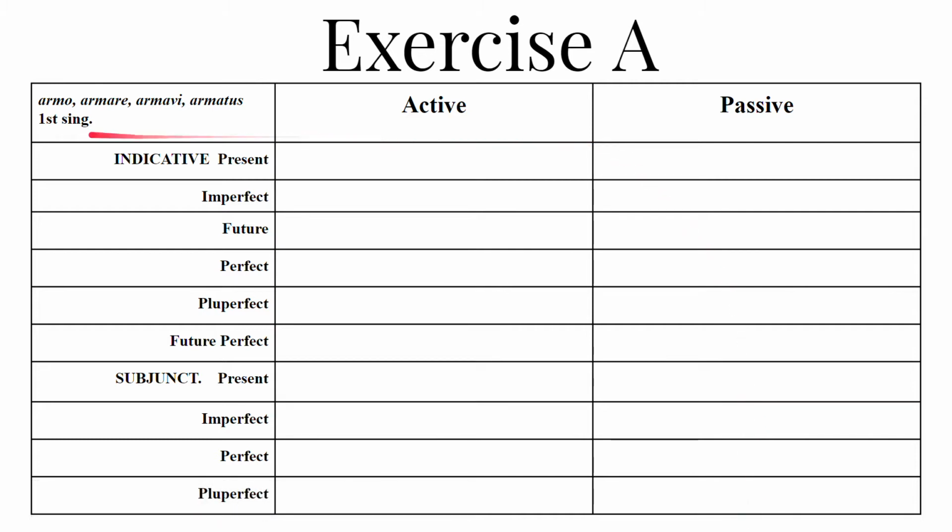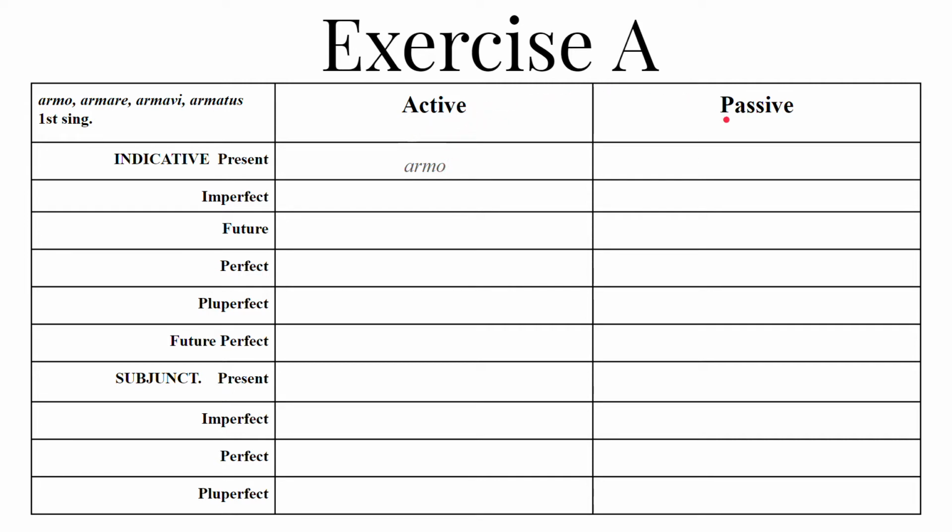So armo, armare, armavi, armatus. You need to know the principal parts before you begin. If you don't know the principal parts, you are screwed before you even start. So indicative, present tense, active, first person singular, that's just the first principal part. The first principal part goes right here if the verb is first person singular, and that is armo. I arm. I put armor on.